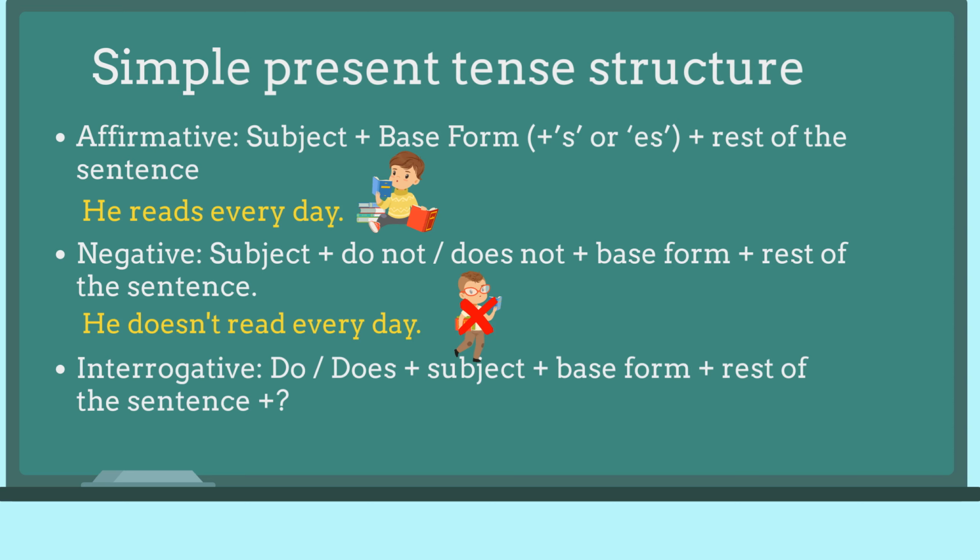For an interrogative sentence, the structure is as follows. Do or does plus the subject plus the base form plus the rest of the sentence. For example, does he read every day?